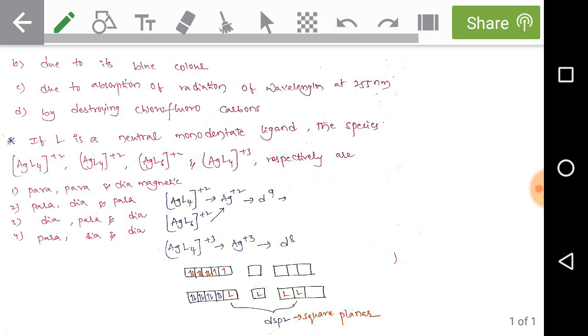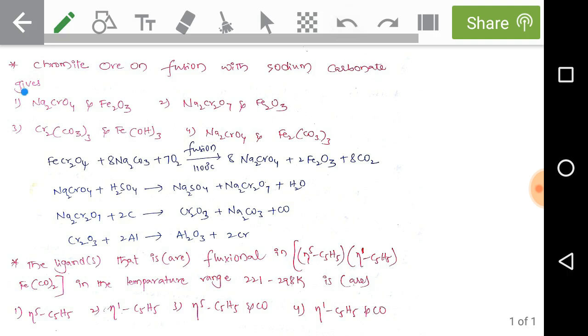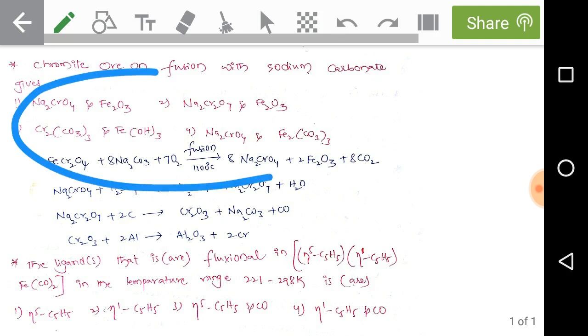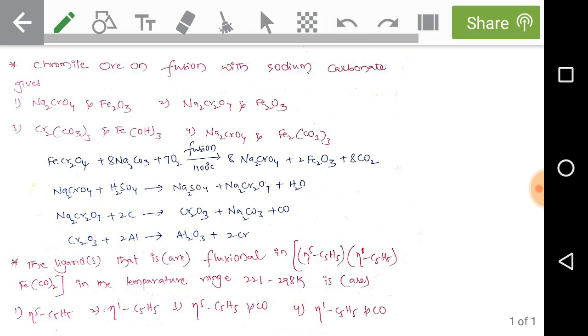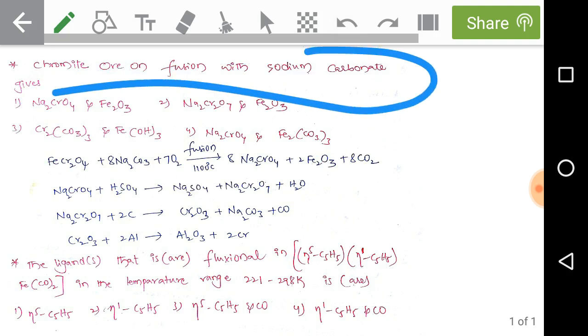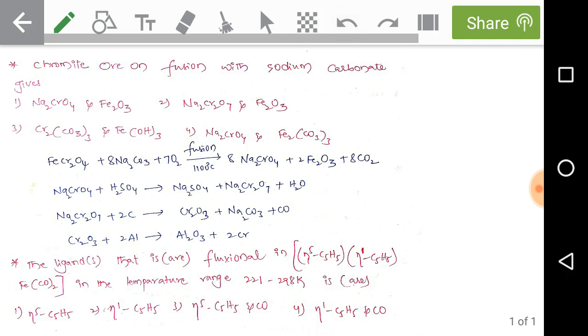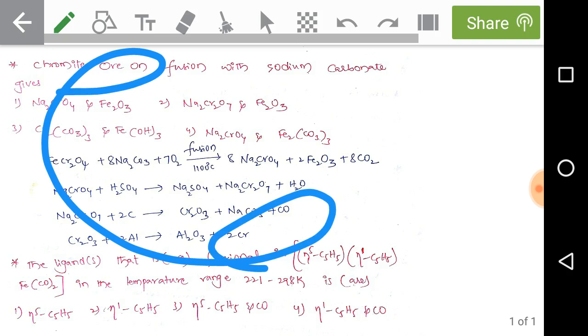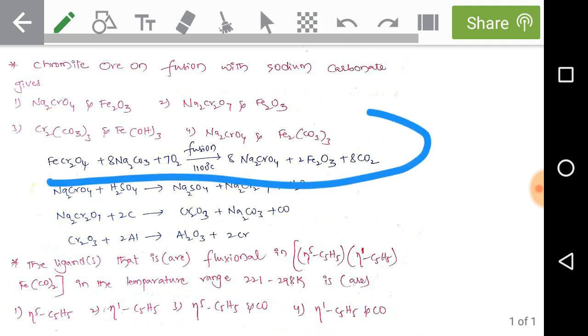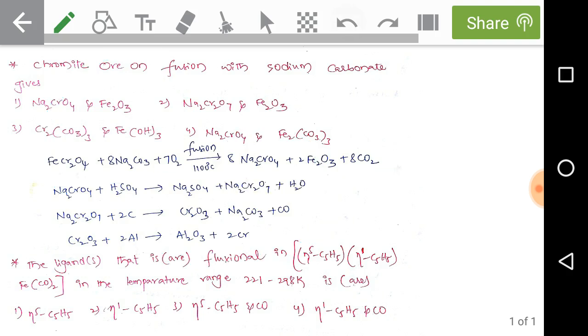Okay, right, just check the options. Now chromite ore on fusion with sodium carbonate is given here. Whenever chromite ore reacts with sodium carbonate, it ultimately produces chromium. But in the first step you can see that Na2CrO4 and Fe2O3 are the products. That's why Na2CrO4 and Fe2O3 are the correct terms, and option 1 is the correct answer.